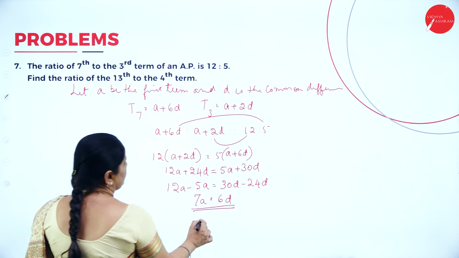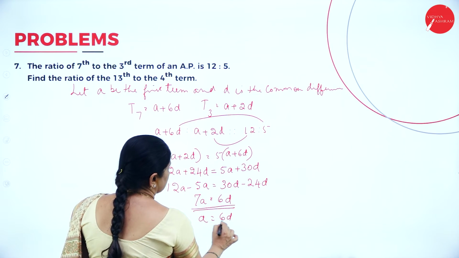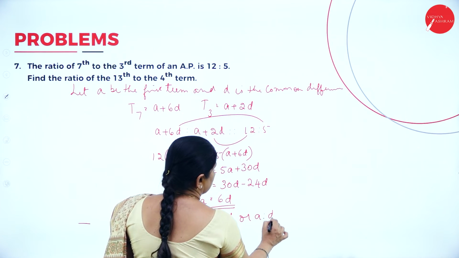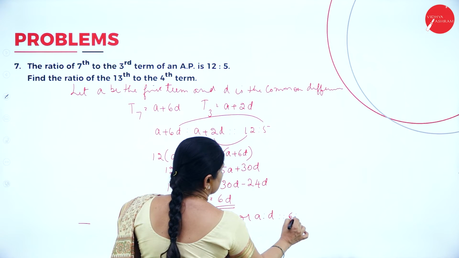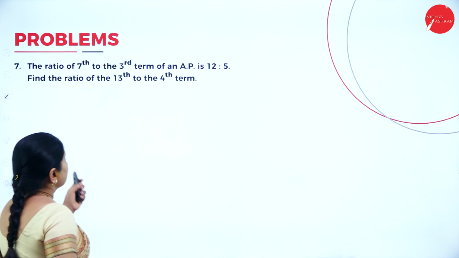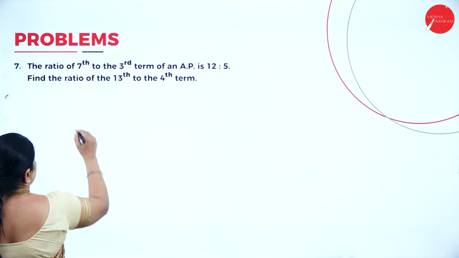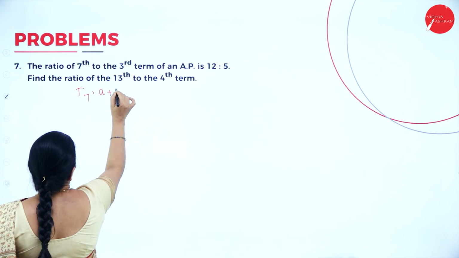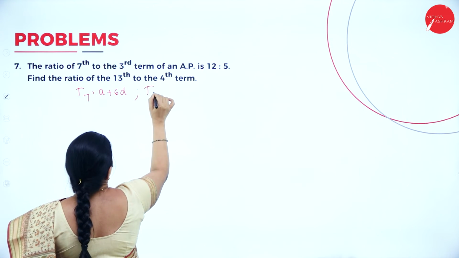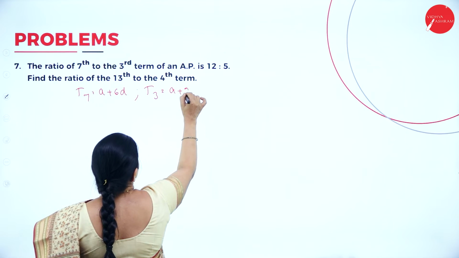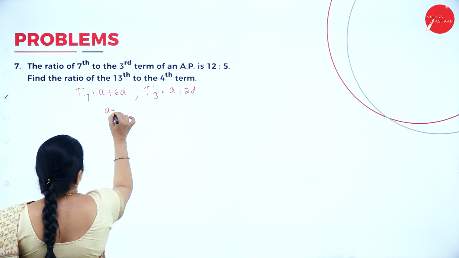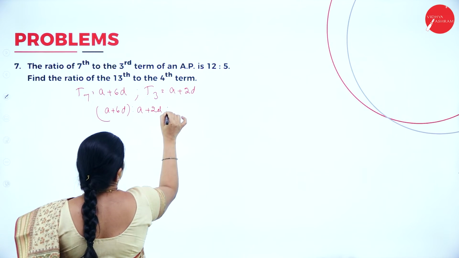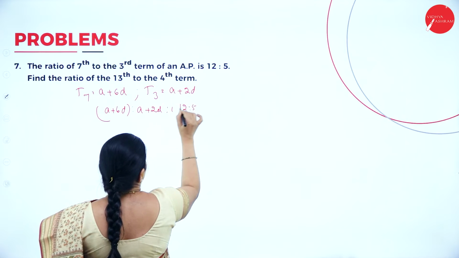Or A equals 6D by 7. Or A is to D is equal to 6:7. Okay, we'll find out this. So what is given? The ratio of the 7th term and the 3rd term. So T7 equals A plus 6D, then T3 equals A plus 2D. Now A plus 6D is to A plus 2D as 12:5.